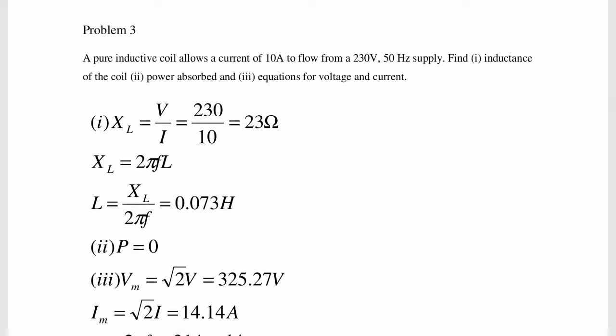Here the problem is given in this way: a pure inductive coil allows a current of 10 amps to flow from a 230 volts, 50 hertz supply.